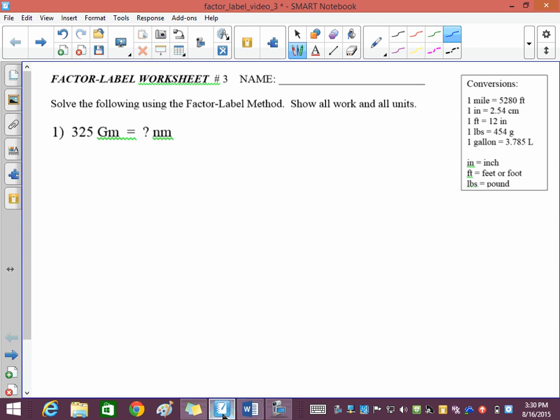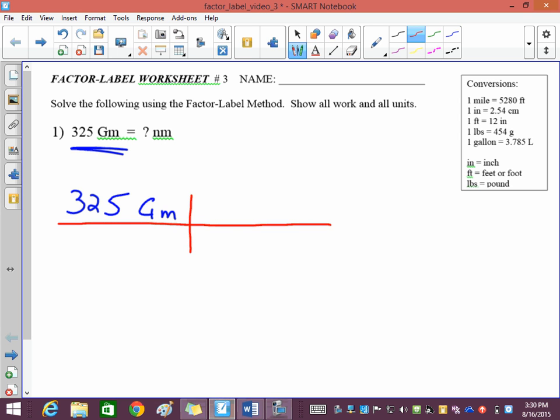Again, always ask yourself, what information am I given in the question? Well, in this case, you're given 325 gigameters. So start with what you know. So you have 325 gigameters. And this is a metric to metric problem.